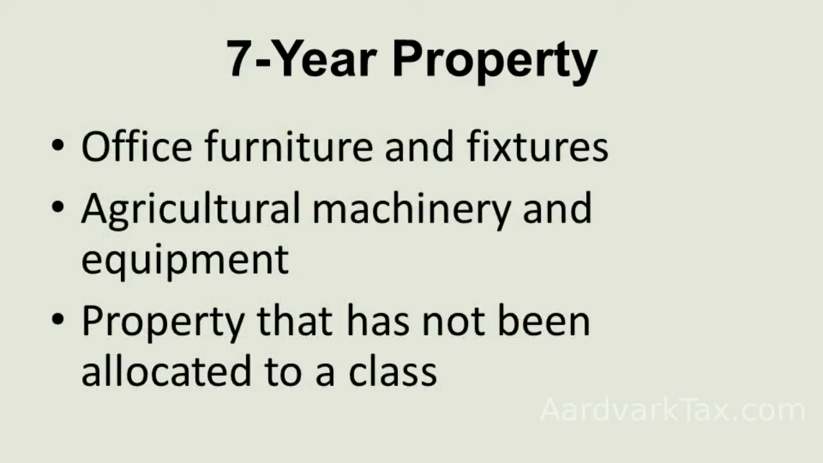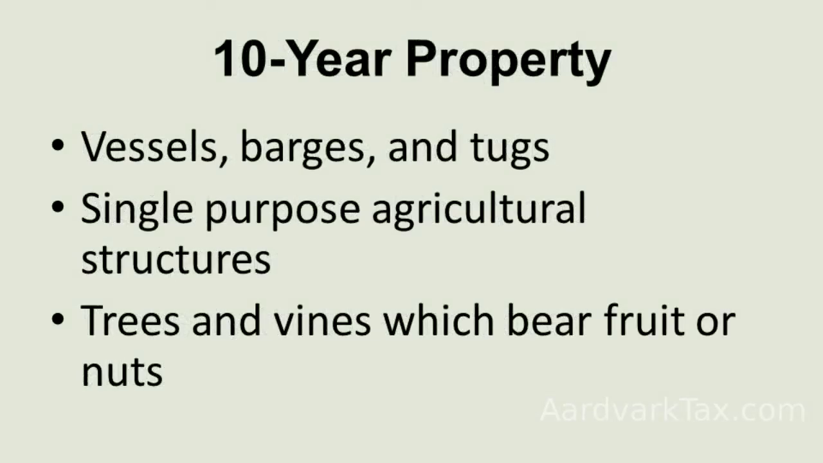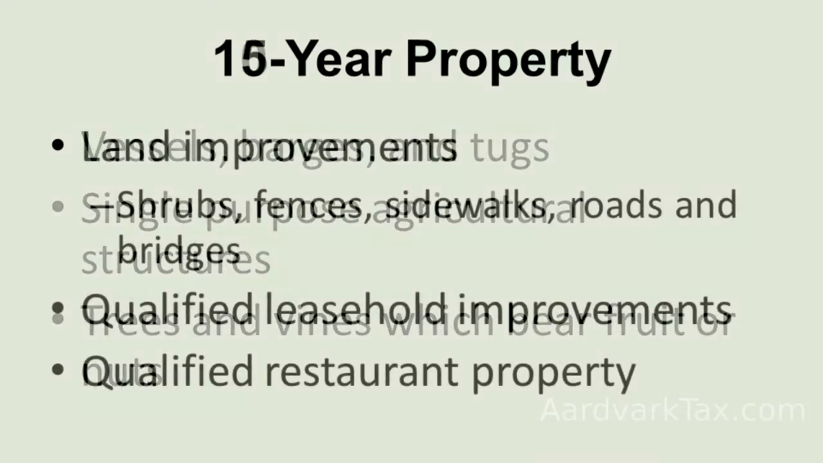Use the 7-year property life for office furniture and fixtures, agricultural machinery and equipment, or any other property that does not have a class life and that has not been designated by law as being in any other class. 10-year property includes things like vessels, barges, tugs, and similar water transportation equipment, any single-purpose agricultural structures, or any tree or vine that bears fruit or nuts.